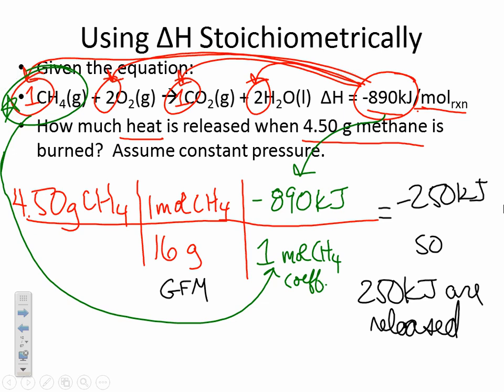Now, this answer, 250 kilojoules, should make sense because 1 mole of methane releases 890 kilojoules of heat. Well, 1 mole of methane weighs 16 grams. We don't have 1 mole of methane. We have 4.5 grams of methane. That's about a quarter of a mole of methane. So we're not going to get all 890 kilojoules being released here. We're only going to get about a quarter of that, because 1 mole of methane gives us the 890. So a quarter mole of methane will give us about a quarter of the 890. And that's what we're seeing with that answer.